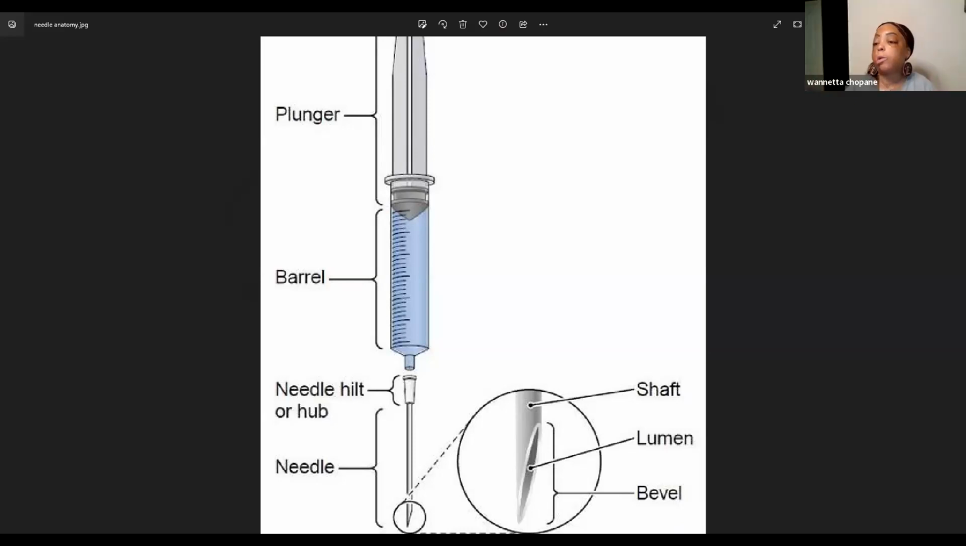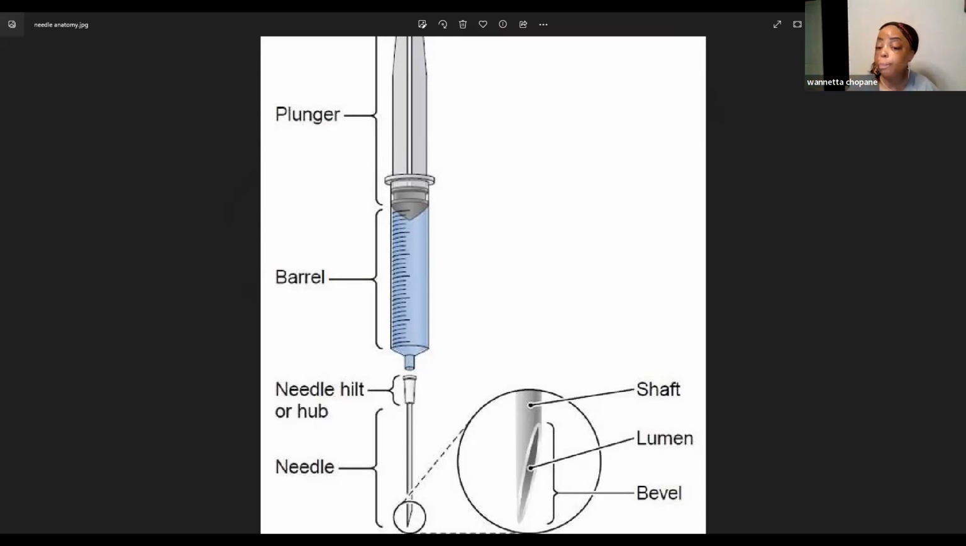We'll talk about the angles later when we start actually working with how to insert it, but I just need you to know basic things first. I need you to know the opening of that needle is called the bevel. It needs to be facing up. We're not going to worry about the angles, how it goes into someone's vein yet, but I do need you to know that the bevel is facing up.